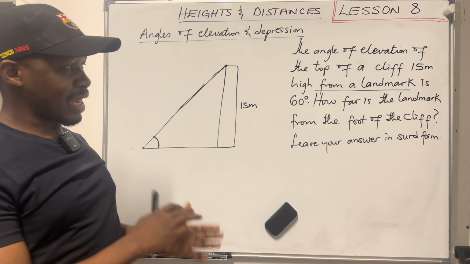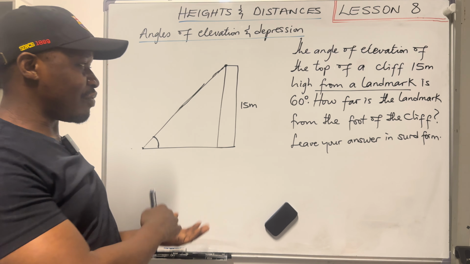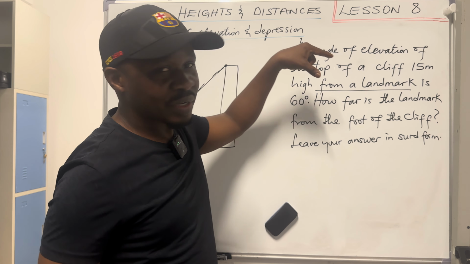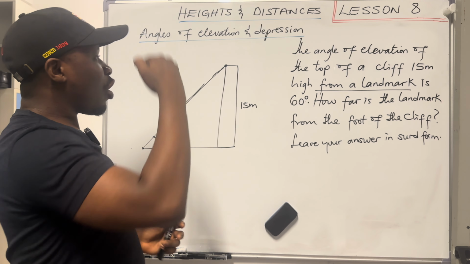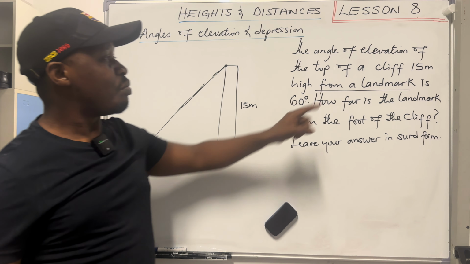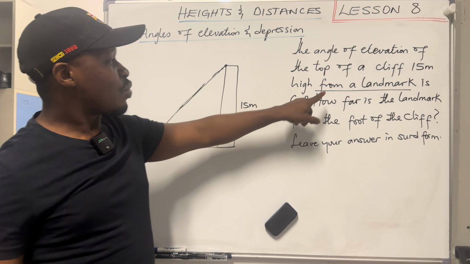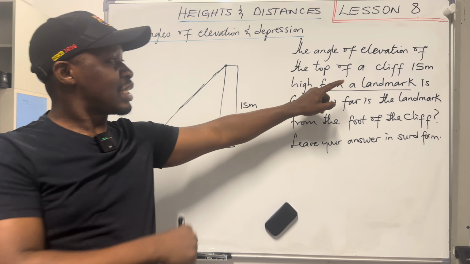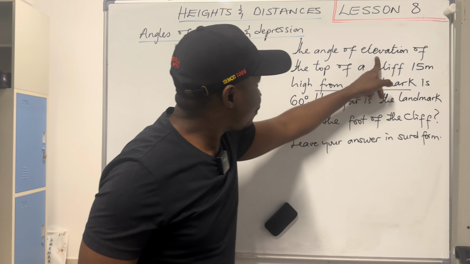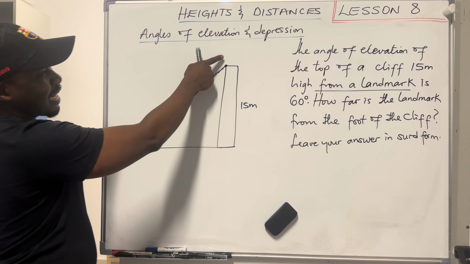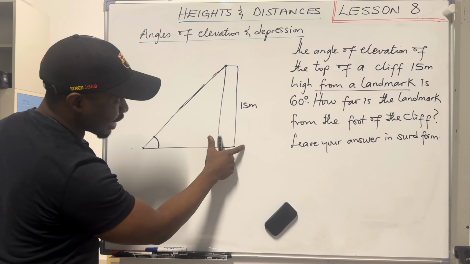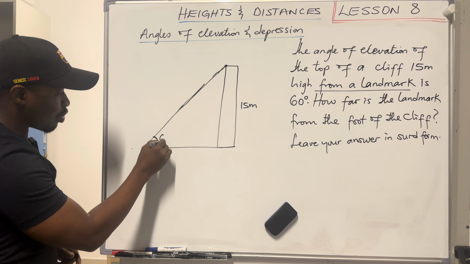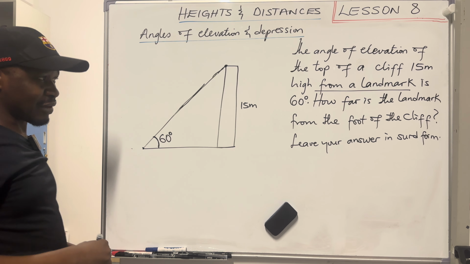I hope this one is clear. I'll be solving more of elevation and depression so you get it well. Most times, the object or the location is what they will mention before telling you where the angle is situated. Then, the angle of elevation of the top of a cliff, which is 15 meters high, from a landmark is 60 degrees. So the angle of elevation is 60 degrees.